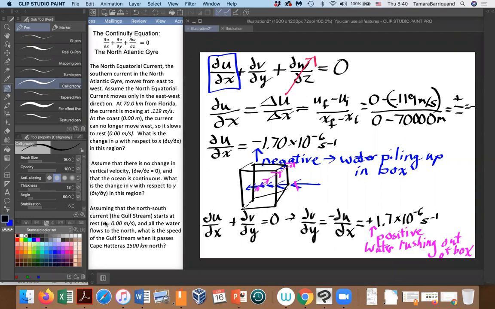Assuming that the north-south current, the Gulf Stream, starts at rest, so v equals 0.00 meters per second, and all the water flows to the north, what is the speed of the Gulf Stream when it passes Cape Hatteras, 1,500 kilometers to the north? All right, so in order to answer this, let's take what we know for our dv dy equals 1.7 times 10 to the minus 6 per second. I'm going to write that on a new page.